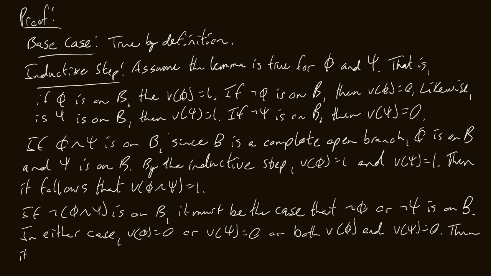Then it follows that the valuation of phi and psi will equal 0, right? That's again because one is going to be false, so the valuation of the conjunction will be false. This is just the same as when we were using t's and f's. Now we're just using 1s and 0s. So that would be the end of the proof for our lemma, just for this case.